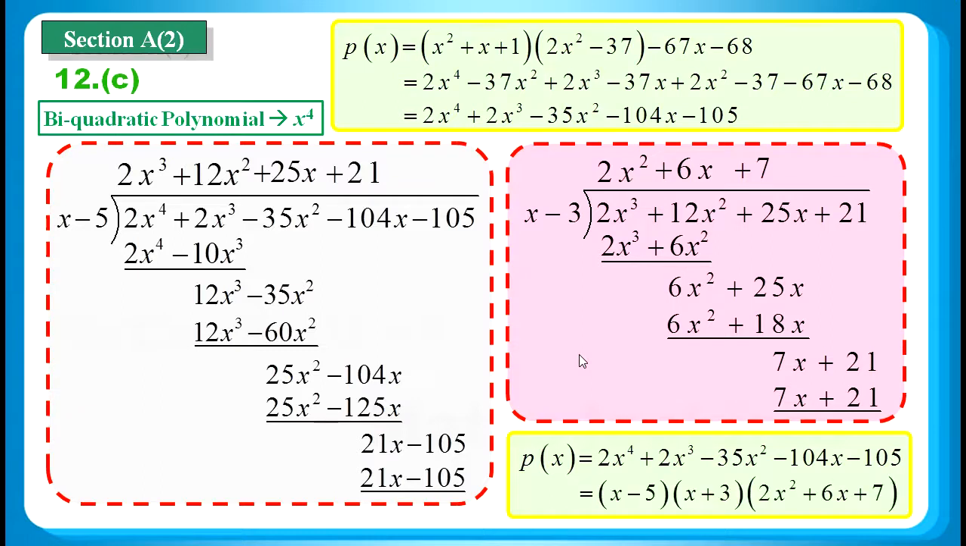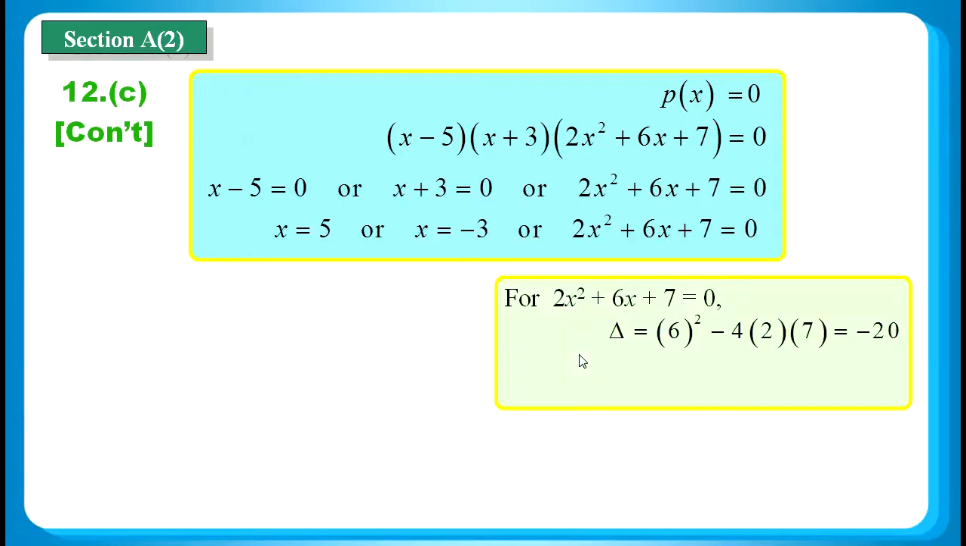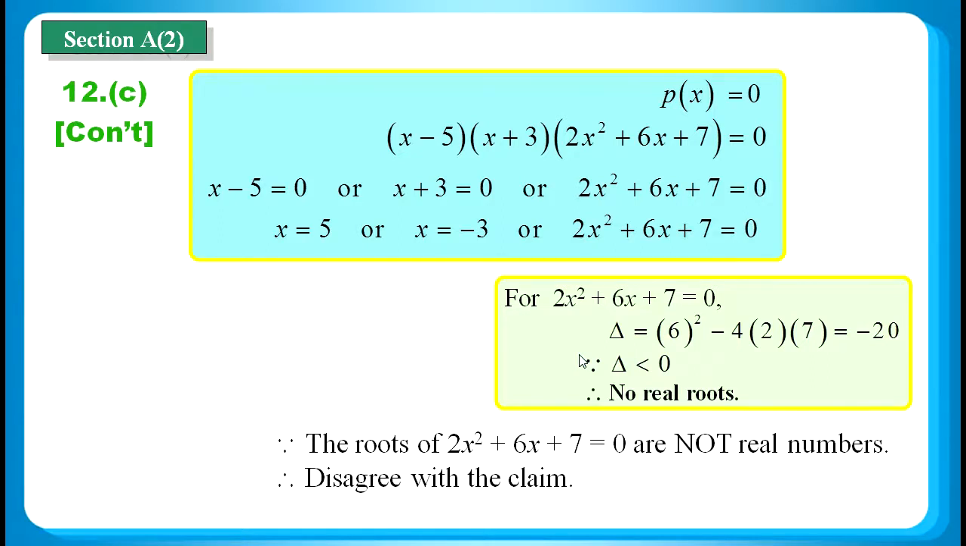We have 3 factors. You may ask, what happened next? I tried that 2x squared plus 6x plus 7 cannot be factorized. I'm sure you are familiar with the discriminant b squared minus 4ac. When we plug in the numbers, we have minus 20. As we know, if the discriminant is less than 0, we don't have any real roots. So we have to conclude that the roots of the quadratic equation are not real numbers. So we can disagree with the claim.